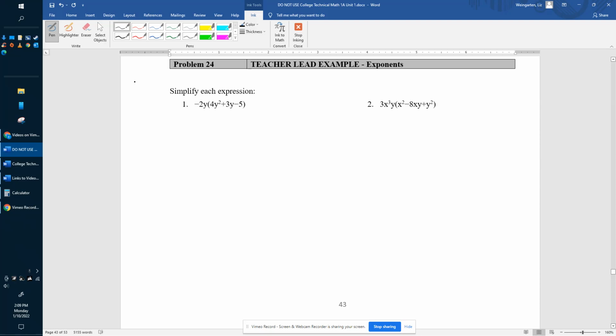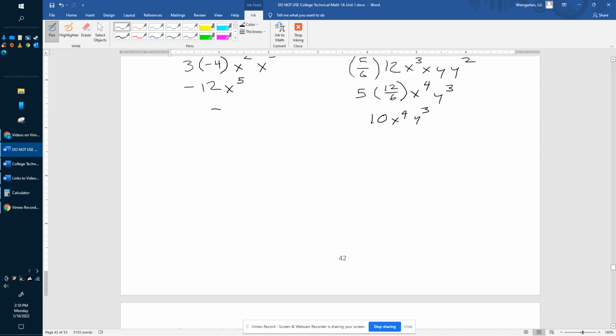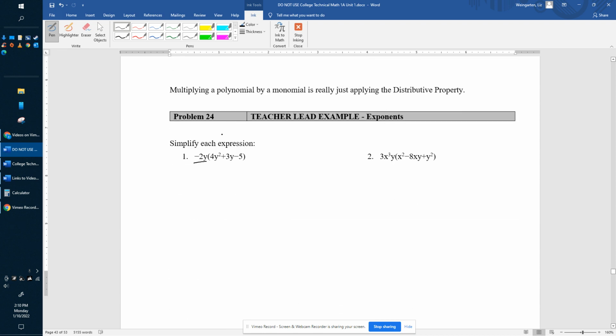Now let's take a moment to discuss using the distributive property to multiply a monomial by a polynomial. So we have a monomial, right? Because it's not being added or subtracted to anything. Now we have a polynomial. A polynomial is being added or subtracted. So we have y squared, a y, and something with no exponent, or with no variable next to it.